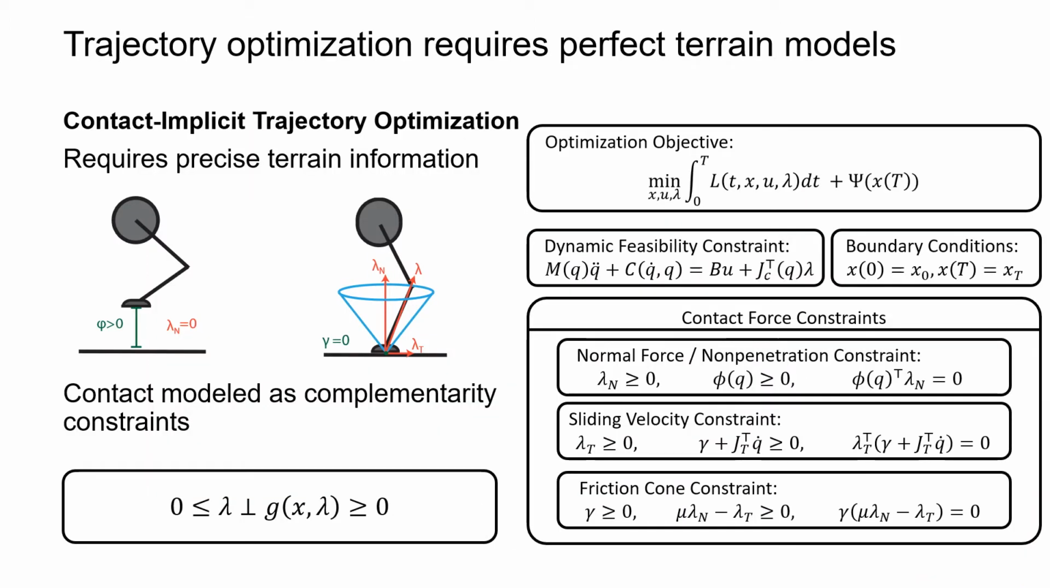One common method for planning robot motion over terrain is contact implicit trajectory optimization. In this method, contact with the terrain is modeled through complementarity constraints on the states and ground reaction forces in an optimal control problem. Because the constraints encode a precise terrain model, the solutions are sensitive to errors and uncertainty.